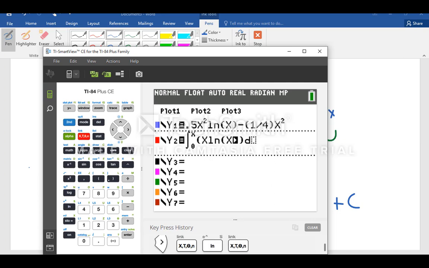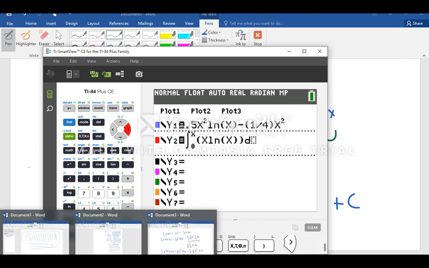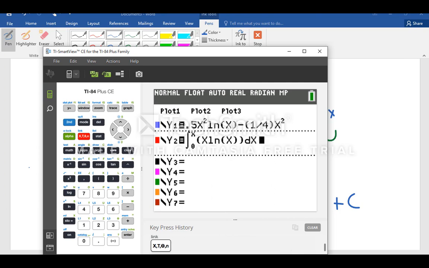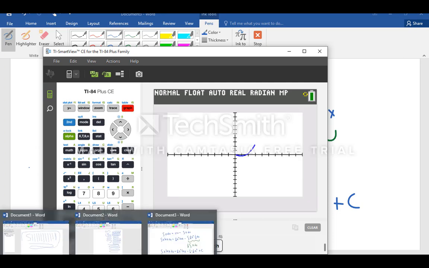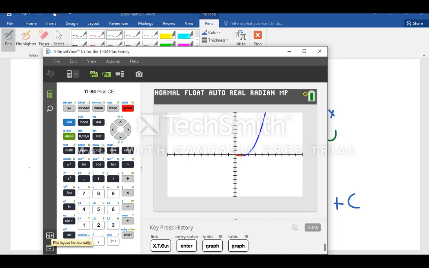So there's the function, my integrand, and then I'm going to evaluate that at x. So there's the calculator's antiderivative. Now what I could do is graph, but I'll be honest with you, the graph takes forever. So here's the graph of the calculator's version of the antiderivative.